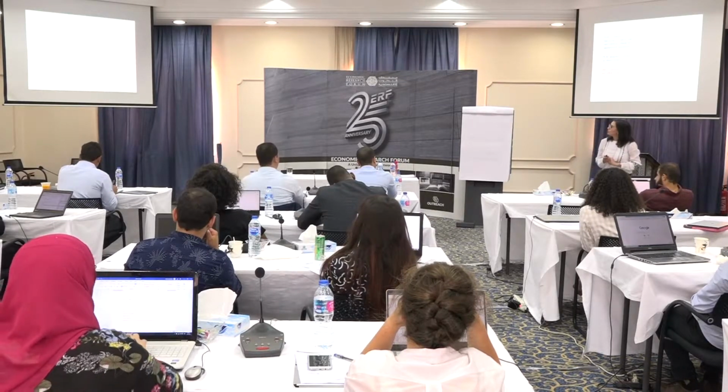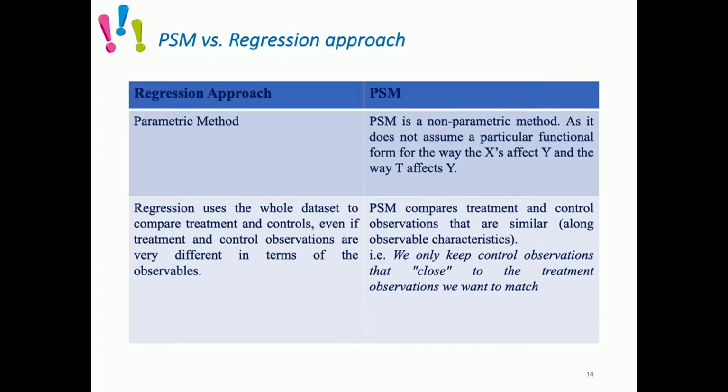Okay. So what is the advantage of the PSM if I compare it with the regression approach, apart from the endogeneity method? The first thing is that the regression approach is a more parametric method. As I said, you have to select the shape of the function, how it looks, how they are correlated. But the PSM is considered a non-parametric method, and it is not really based on the functional form between y and t.